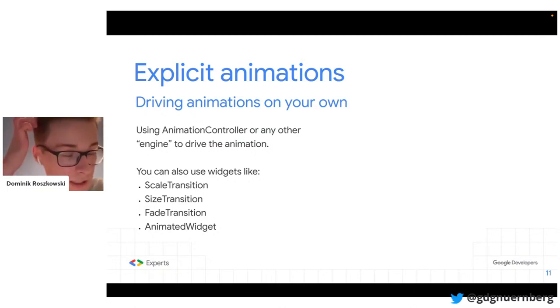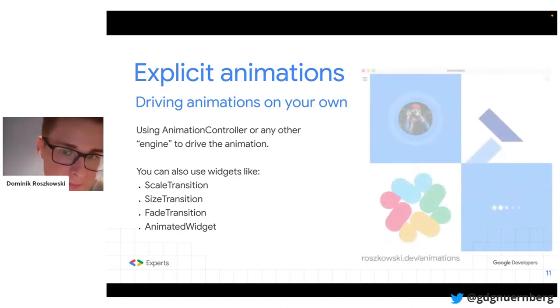With the animation controller, you can use some built-in widgets like scale transition, size transition, fade transition, or the best of all of them, animated widget. All of them will just use the animation controller to be aware of when they actually need to rebuild the underlying widget, because you don't want to rebuild your widgets constantly. You just want to rebuild them when it's actually needed, for instance, when a new frame needs to be rendered and the value of the animation changes.